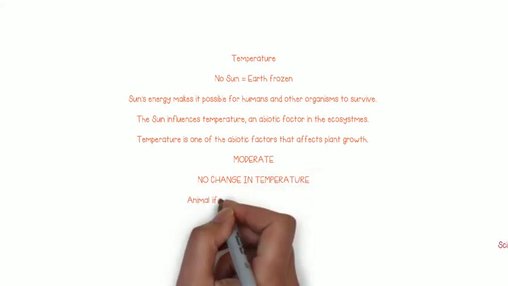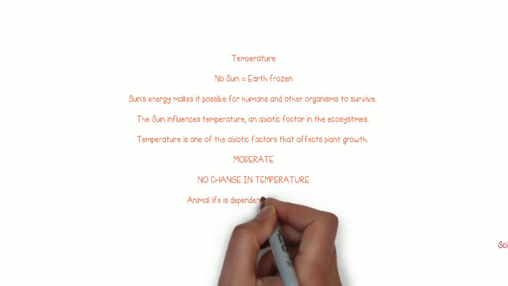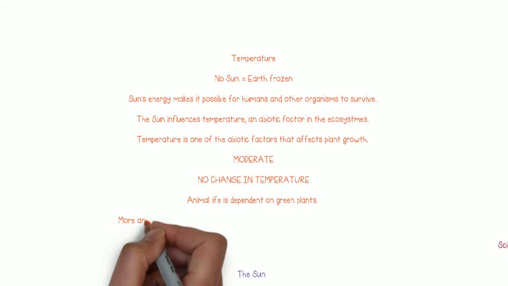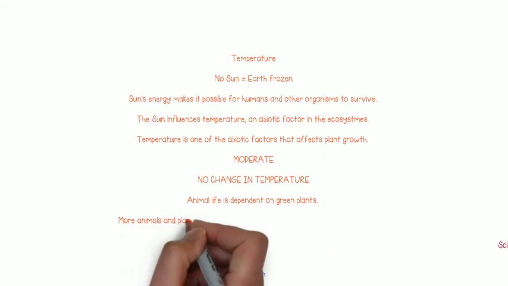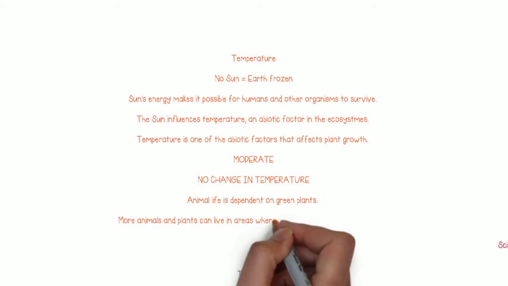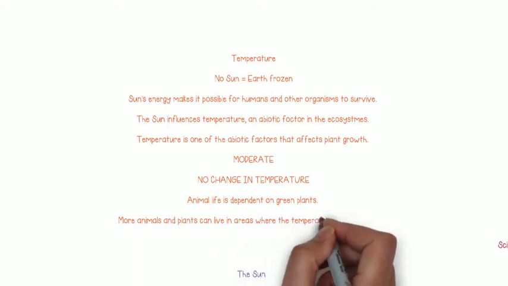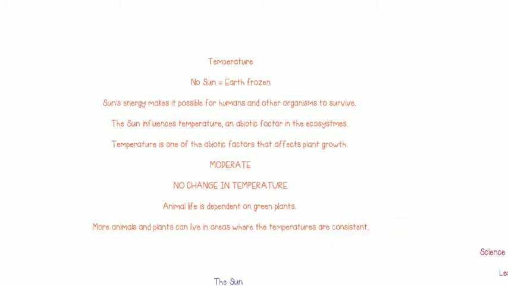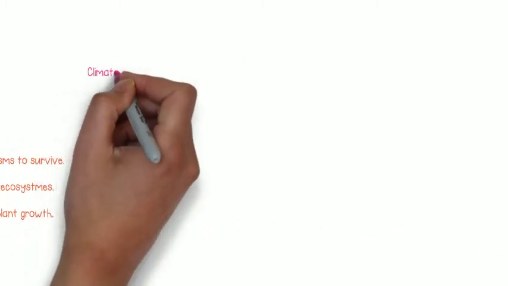Why do you think this is the case? Animal life is dependent on green plants. More types of plants and animals can live in areas where the temperatures are consistent. This explains why many more species live in tropical rainforests than in deserts or polar regions. Climate. The sun influences climate, another abiotic factor.